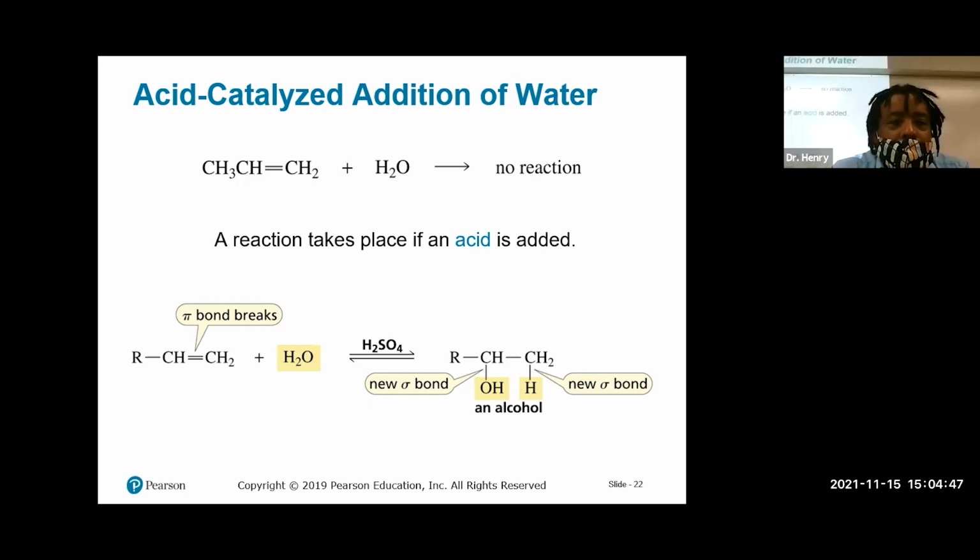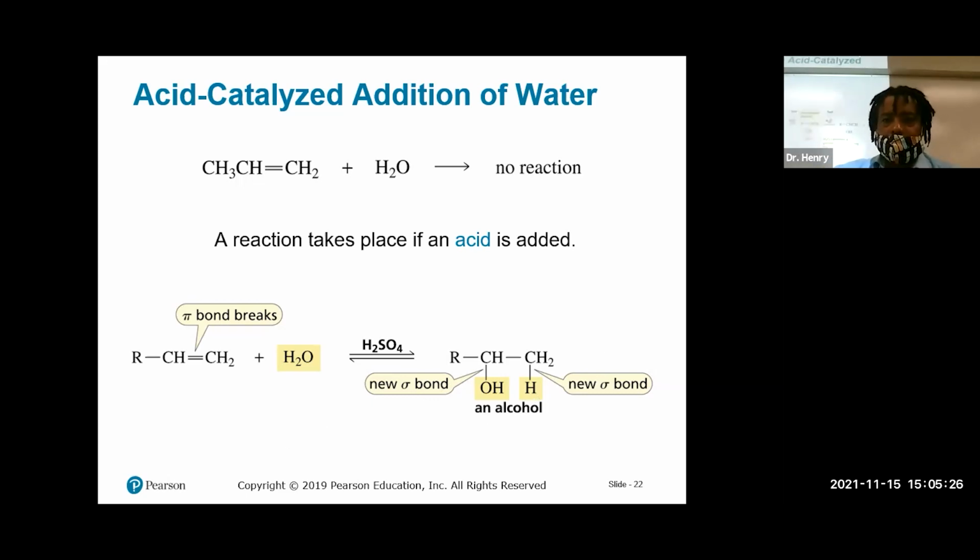Okay, so sometimes we have to use acids to catalyze the addition of water. So if we have water alone, we're not going to get a reaction occurring. So we need something to help catalyze that process. Okay, so if we add an acid to it, it actually causes the pi bond to be disrupted, and then it'll allow the addition of the OH and the hydrogen ion to it.